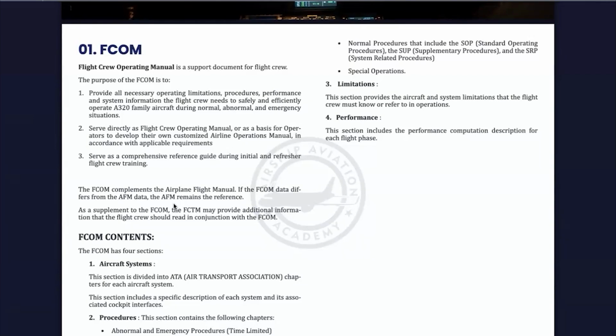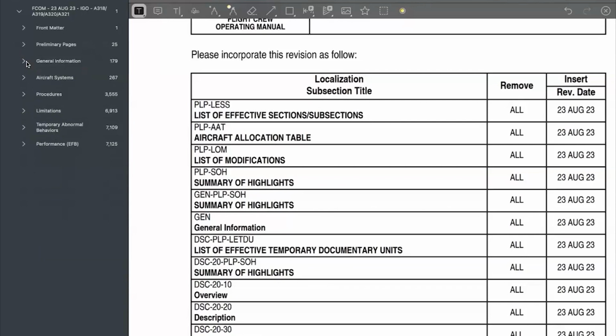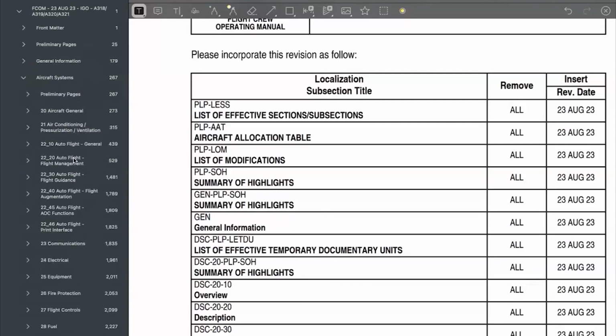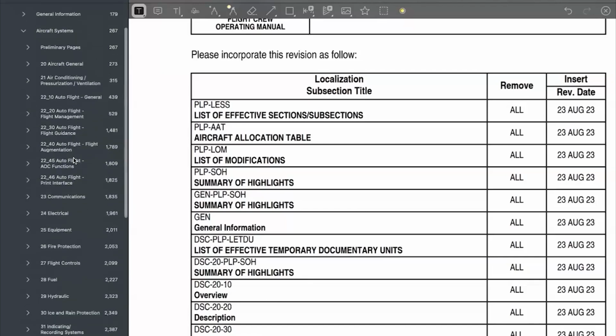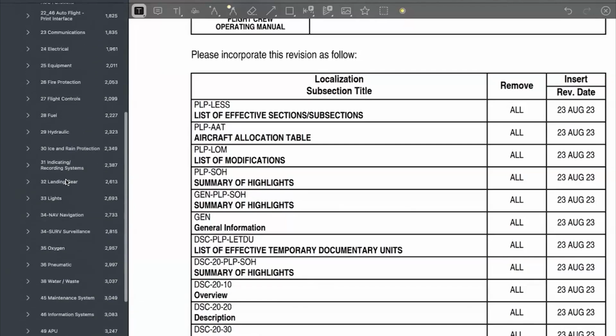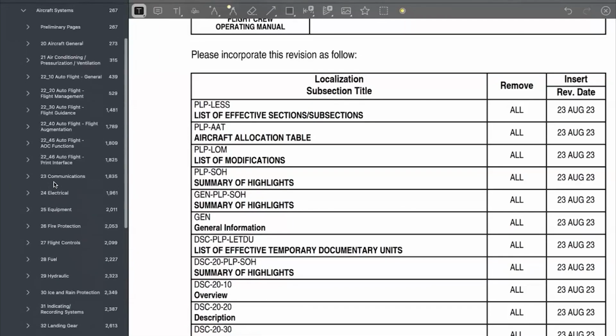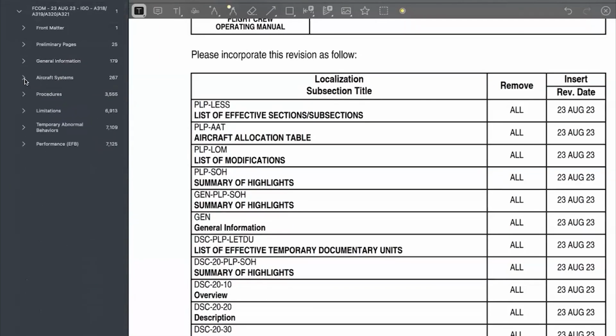Now let me show you how FCOM looks and how to navigate. This is what is important, how to navigate at your stage. So it is the Flight Crew Operating Manual, and it contains all these things. First is the general information, the aircraft systems. So we have all these ATA chapters. All the systems that you have in your A320 are given in this FCOM. All the system descriptions come under aircraft systems.